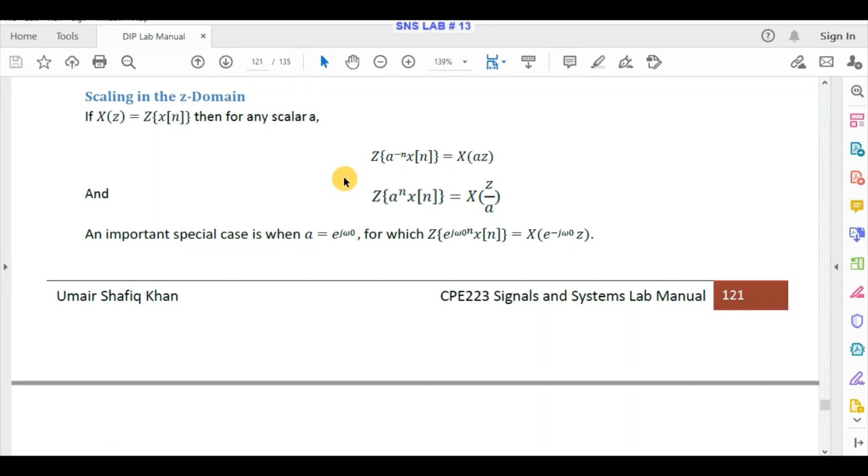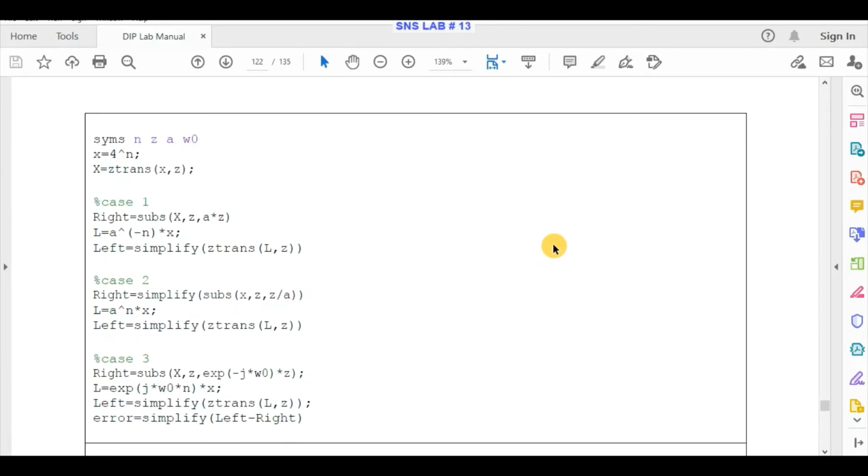If we want to expand the signal, in that case the negative sign will be replaced by the positive sign, or we can simply write a of n. In that case our signal will be expanded in Z domain. So in this way we can scale our signal in Z domain. Here we can see we have a signal x is equal to 4 power n. After taking its transform, we will get capital X.